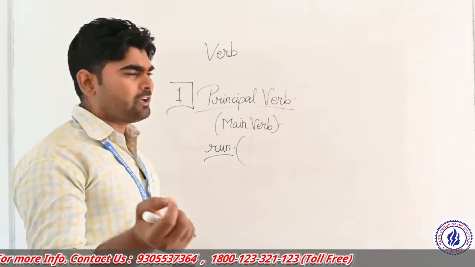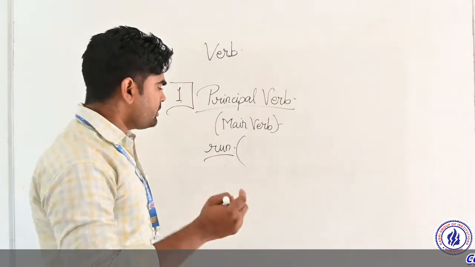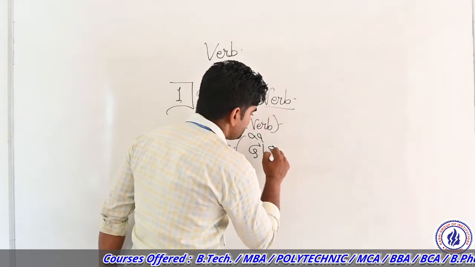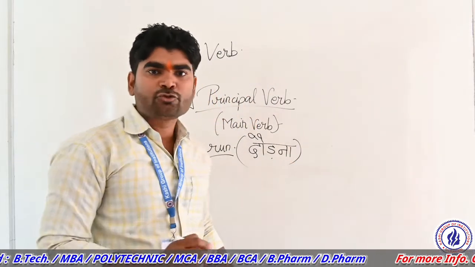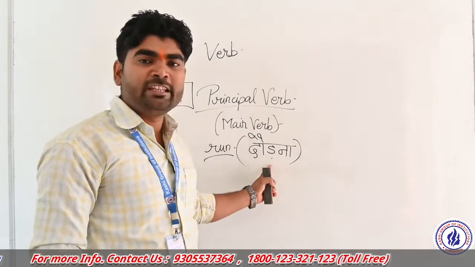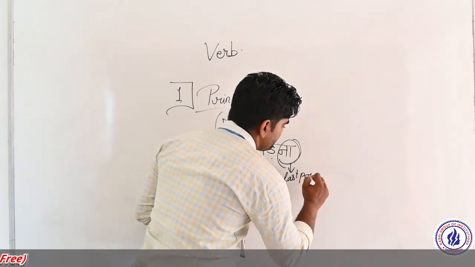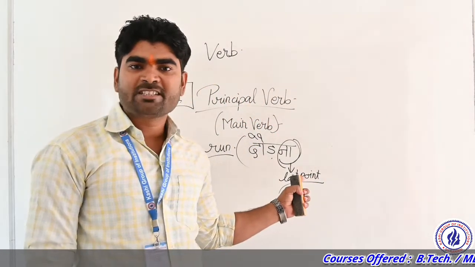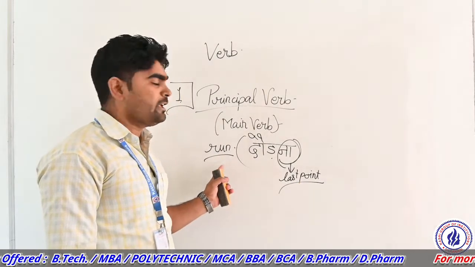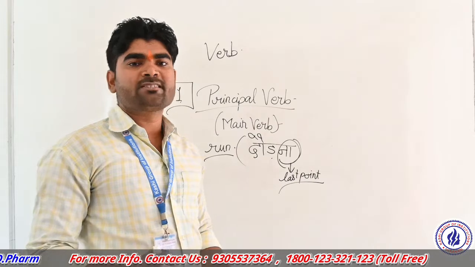Now let's see. There is a short trick to identify the principal verb. For example, we have taken run. Run in Hindi is दौड़ना. So what we have to see is that when you convert any English word into its Hindi meaning and you get na at the last point, then it will be termed as principal verb. Listen carefully. When you translate any English verb into Hindi, if you get na at the end, it will be termed as the main verb.